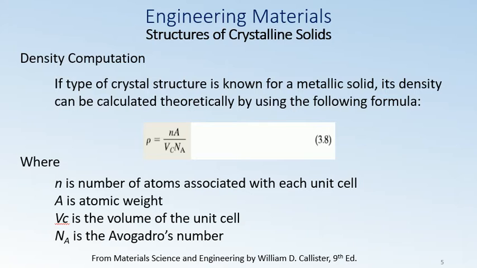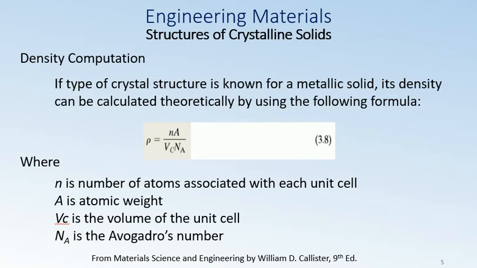Okay. Next is the density computation. If we know the type of crystal structure for a metallic solid, we can calculate its density theoretically. This is not exactly the experimentally correct value, but most of the time, theoretically, it is near the experimental value. If we know the crystal structure for a typical metallic solid, we can calculate its density by using the formula given in 3.8.